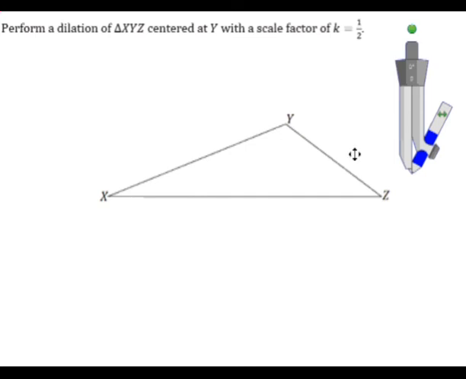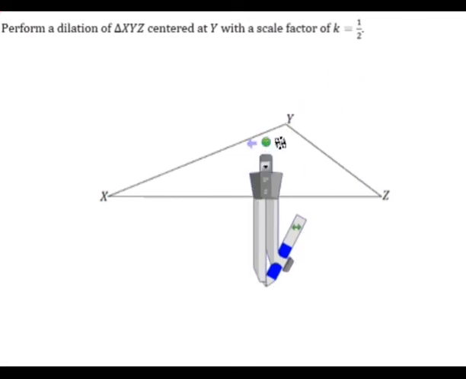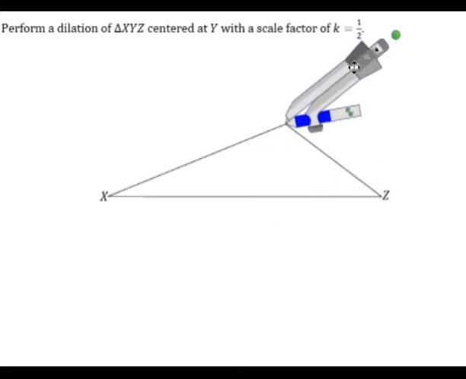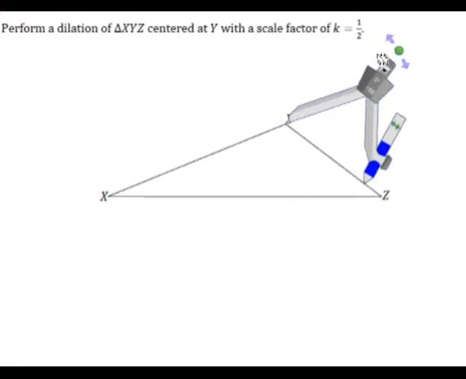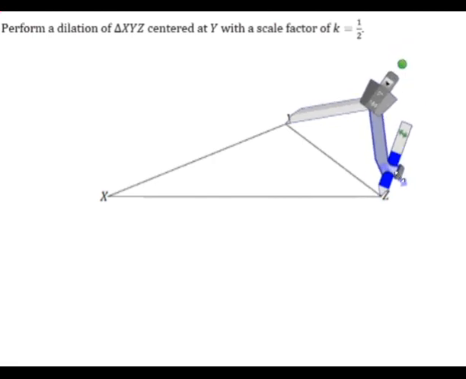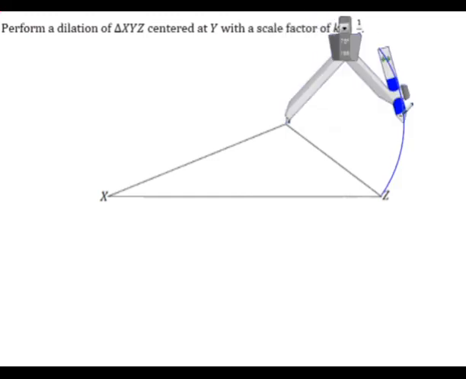We want to perform a dilation to triangle XYZ centered at Y with a scale factor of a half. So we don't have to extend from Y to X and Y to Z because it's already done, since one of the vertices is also the center of dilation. So this one, all you have to do is take your compass, go from the center of dilation Y and open it up to Z. And we're going to construct a perpendicular bisector. If you can't fit, just go more than halfway. Draw an arc. Make sure you have enough of it.